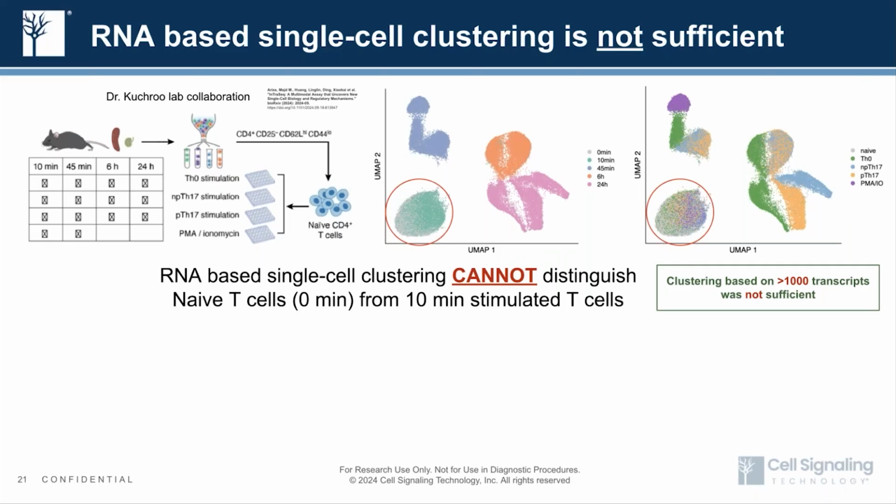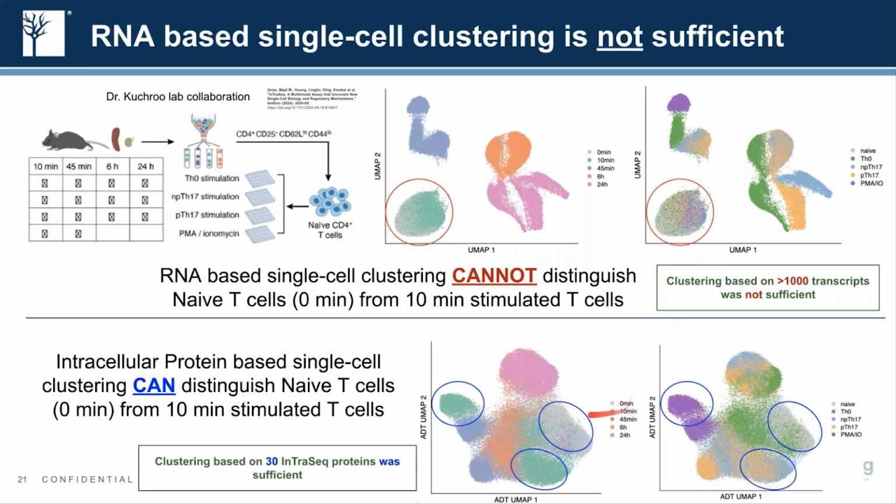However, because in the InTraSeq cocktail we have a lot of antibodies that measure signaling events, if you were to cluster your cells based on these proteins, you get a completely different story. And that's what we're showing here. So this is the same UMAP as the one above, but we're clustering the cells based on the protein and the antibodies in the cocktail.